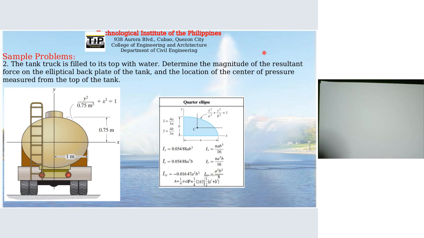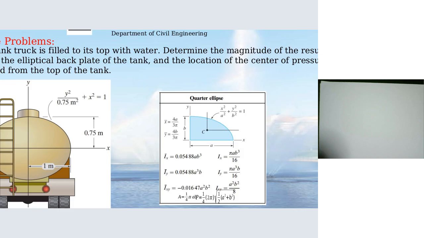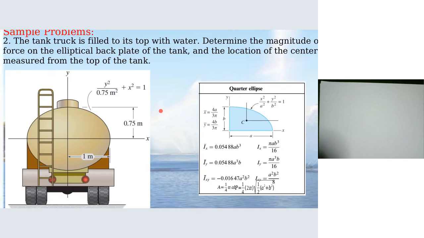Okay. Next we have number 2. So let's read this problem and then let's solve. The tank truck is filled to its top with water. Determine the magnitude of the resultant force on the elliptical backplate of the tank and the location of the center of pressure measured from the top of the tank. So we are looking for the F sub t and its location of the Y sub cp.